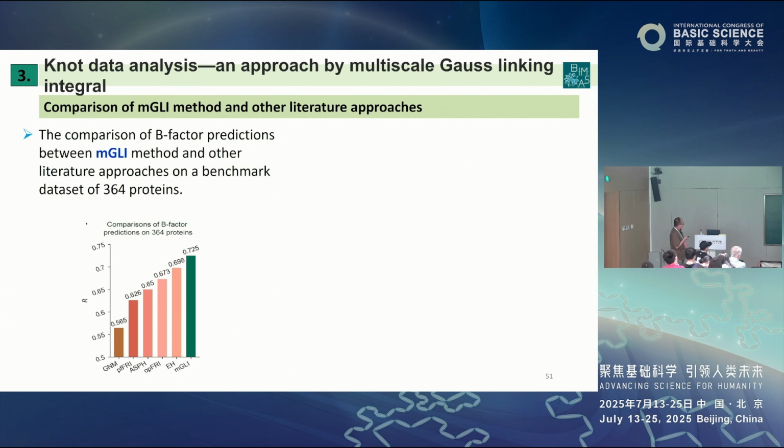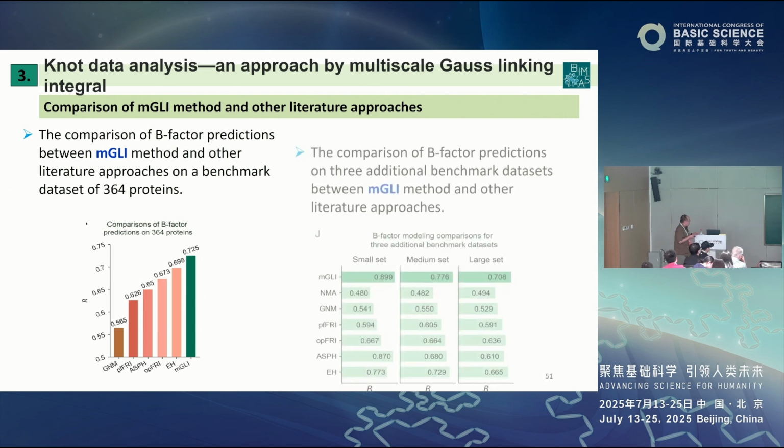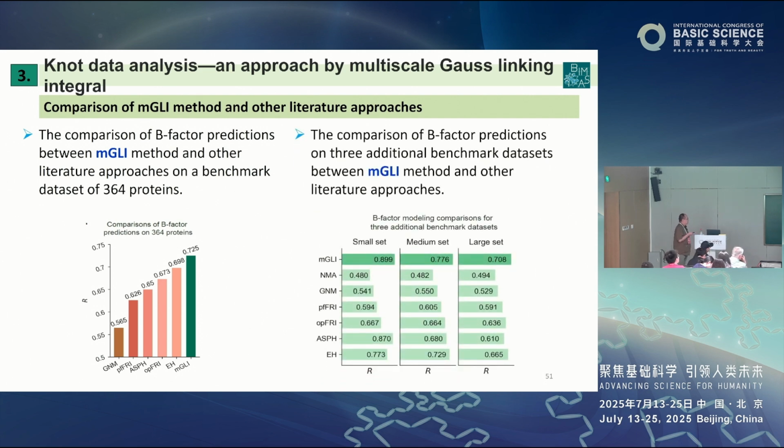And the comparison of B factor predictions between our methods and other commonly used methods. So this shows our methods outperform the usual ones. And this is another comparison. So this also shows the MGLI performance is much better.